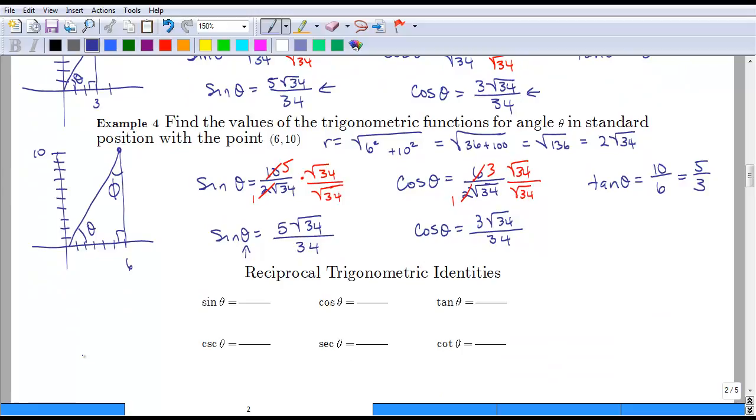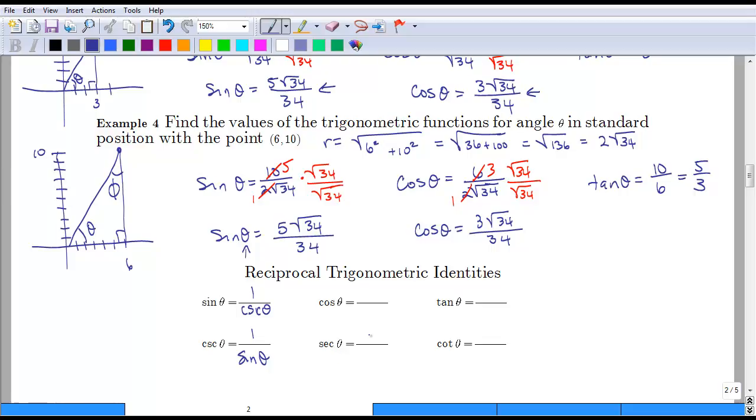The last thing I want to talk about in this video are the reciprocal trig identities. And we've already talked about these in the previous sections. Again, cosecant is the reciprocal of sine. So this would be 1 over the sine of theta. Again, make sure that theta comes with sine, and therefore sine is the reciprocal of cosecant. So we could write that as such.